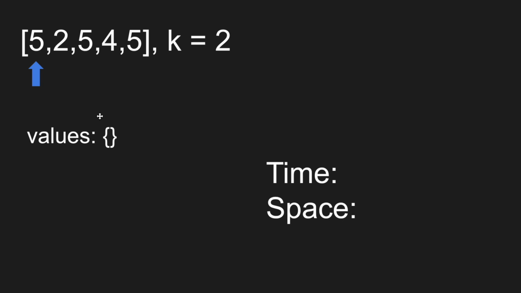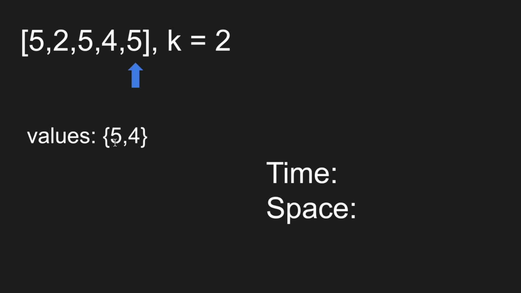So let's go through this example real quick. So first we count to 5. We see that 5 is greater than k, so we add it to values. Count to 2. 2 is equal to k, so we don't do anything. Now we count to 5. We see that 5 is greater than k, but it's already in the set, so we continue. And now we count to 4. 4 is greater than k, so we add it to the set. And now we come to the last element. The last element 5 is greater than k, but it's already in values, so we just continue.